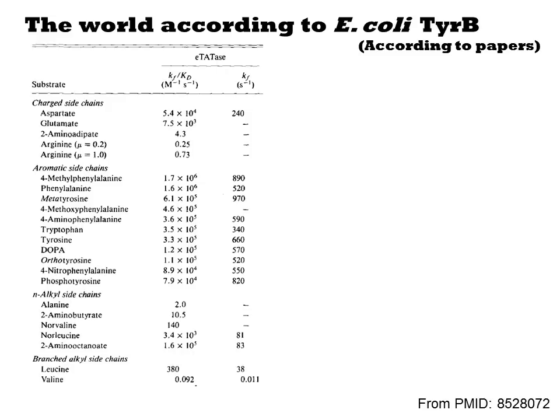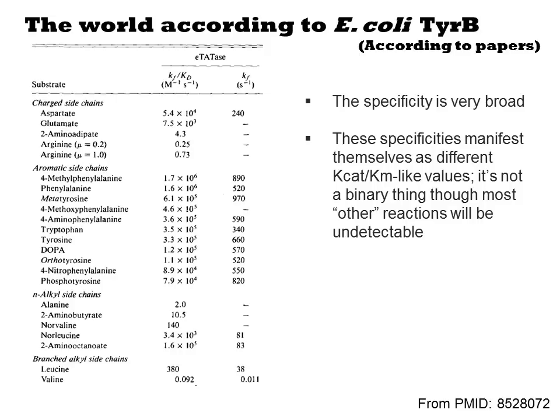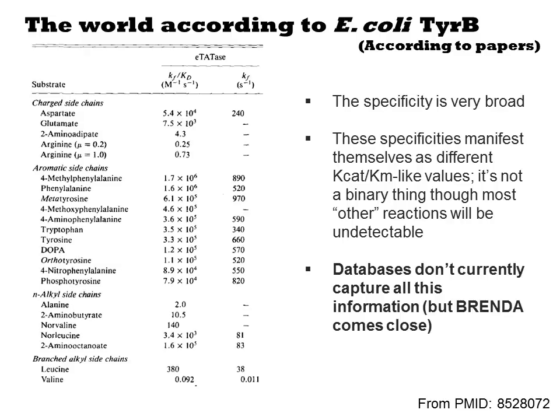If you start digging into papers about TyrB, you'll find some more anecdotal or non-extractable knowledge. For example, TyrB even likes isoleucine as a substrate. It takes pretty much any alpha-keto acid that is a little greasy. Its specificity is very broad. These specificities manifest themselves as different kcat or kcat over Km values, primarily in the form of Km. It's not a Boolean thing, though most other reactions will be undetectable.